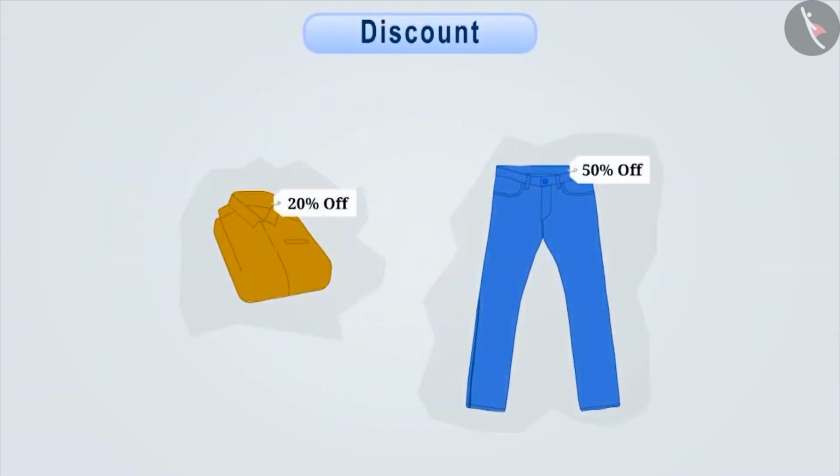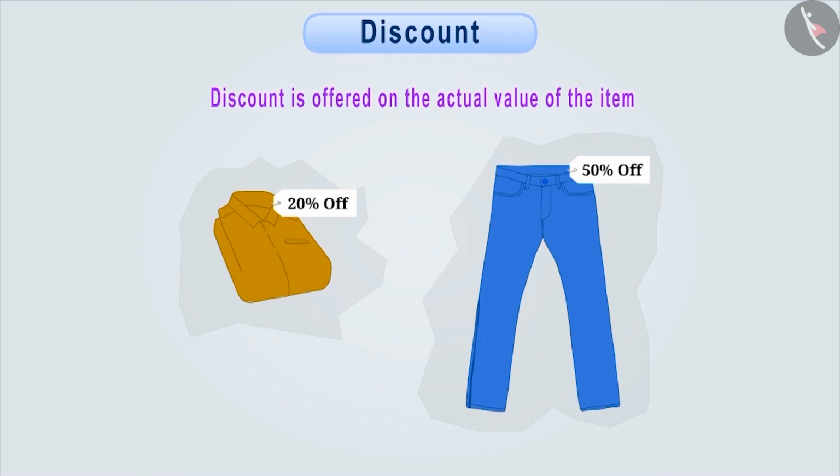Now let us understand what discount is. To entice buyers, shopkeepers often offer some discount on the actual value of the items. You might have seen advertisements like 20% off on shirts, 50% off on jeans, and many more. Mostly, this discount is offered on the actual value of the item. Let's understand this with an example.